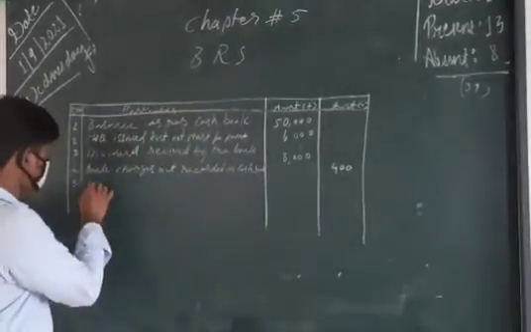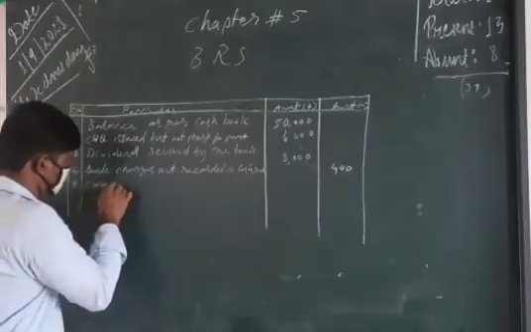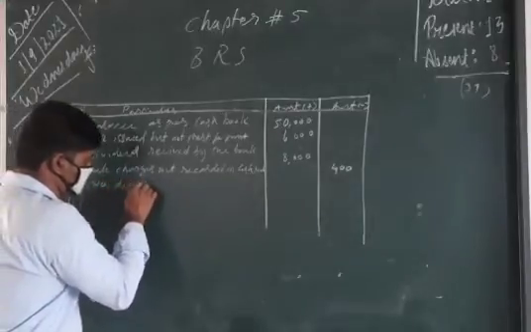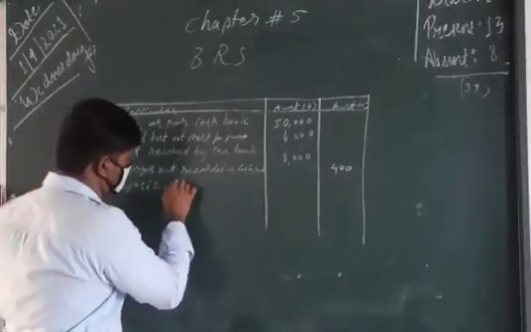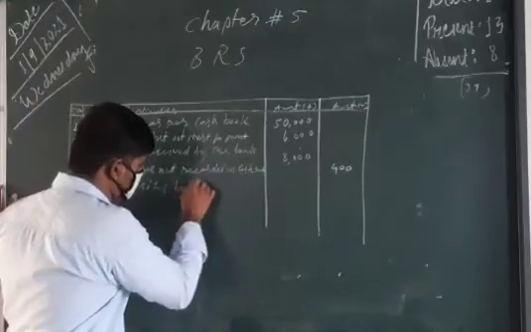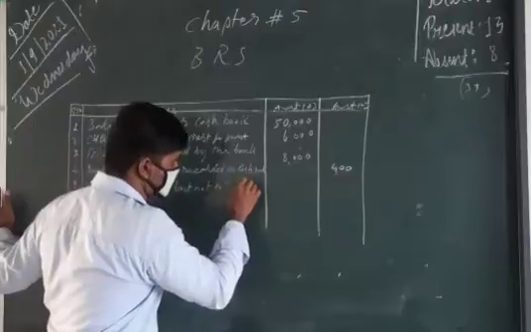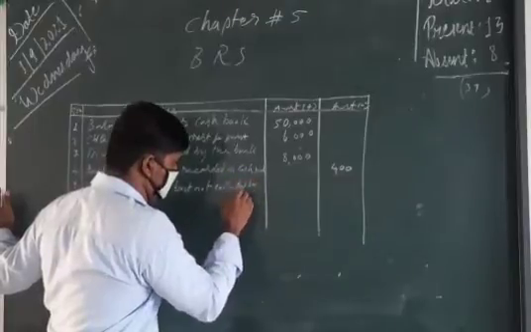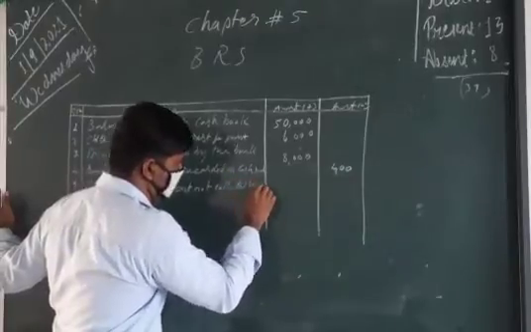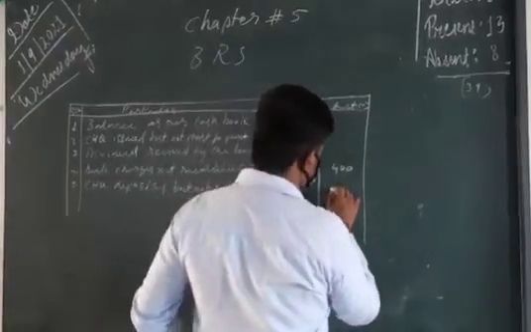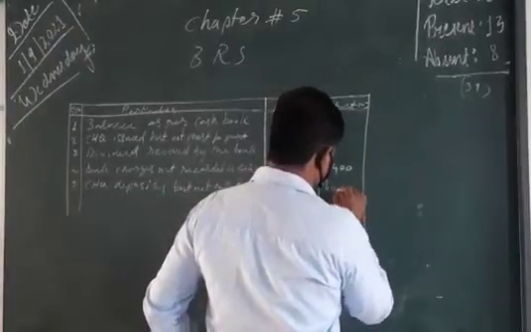So, check deposited but not collected by the bank. That amount is how much? 6,000. Now? 6,000.